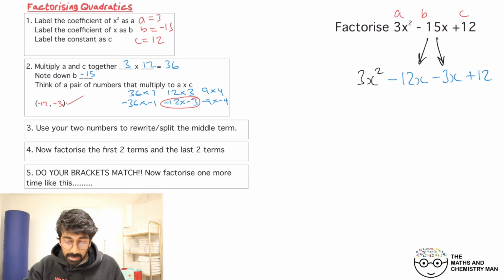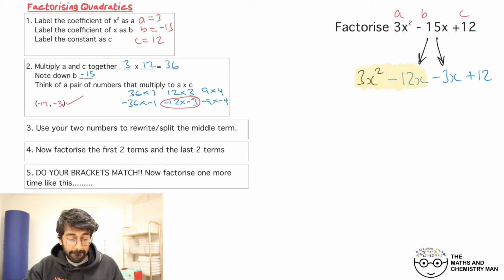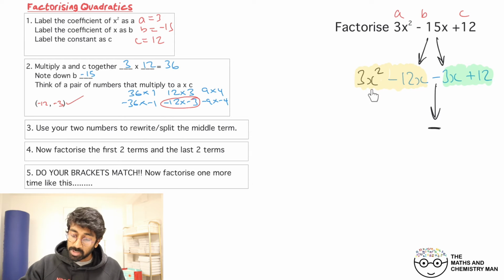Now what do we do with this? Highlight the first two parts, so first two terms here. So 3x squared minus 12x, got that. And then last two as well, but the sign in the middle, we always bring that down, right? And pop that down here. So we'll start on the left here.